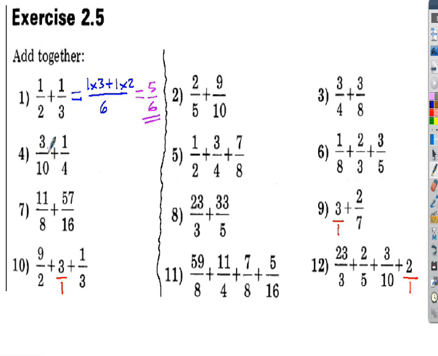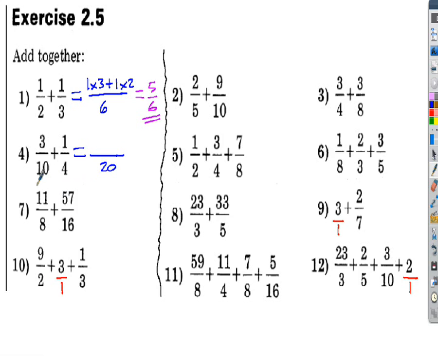Question 4, we've got 3 upon 10, add to 1 upon 4. So we could multiply the 10 by the 4 to get 40. That is a denominator, but it's not the lowest one, because 10 and 40 actually divide completely into 20. So I'm going to use 20 as my lowest common denominator here.